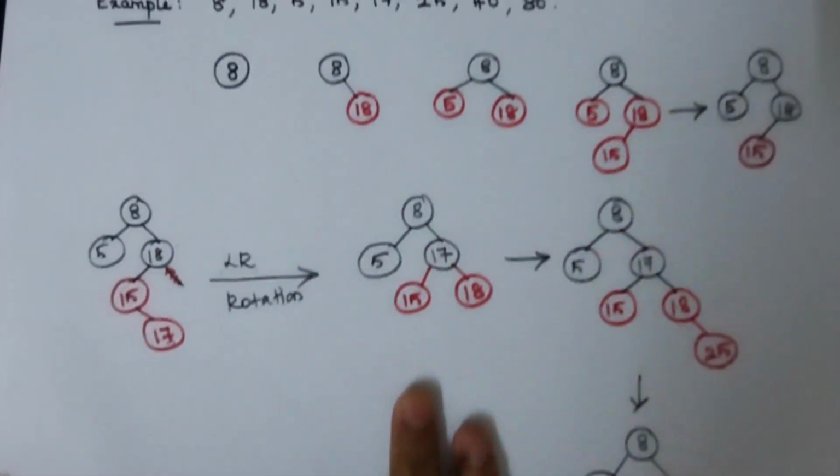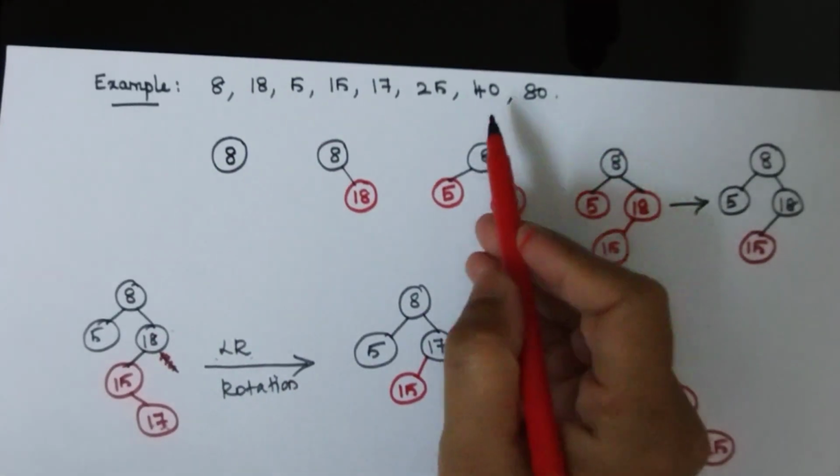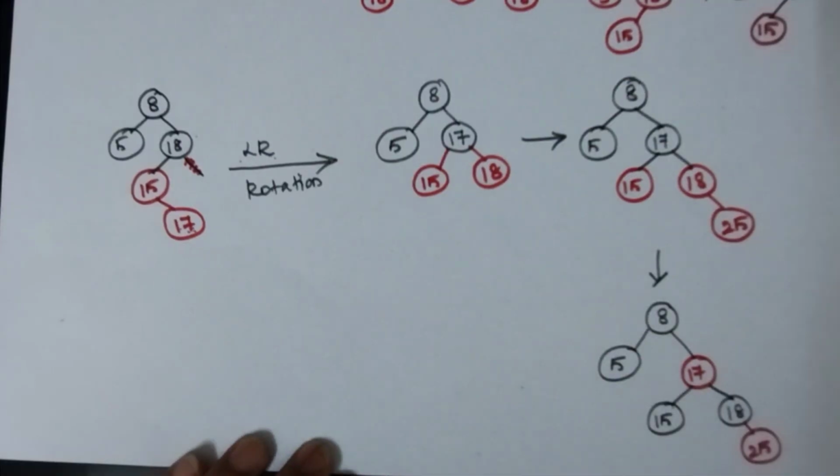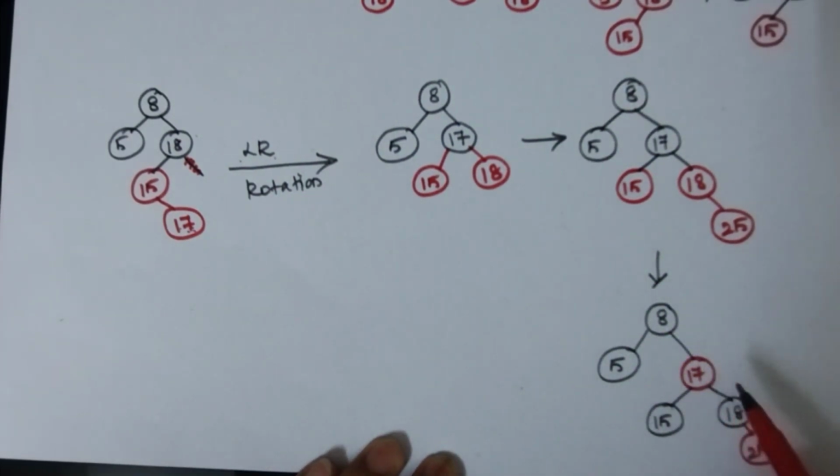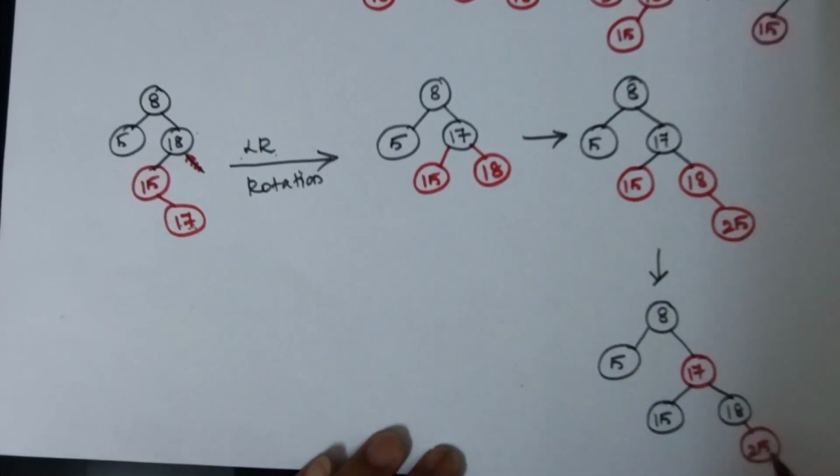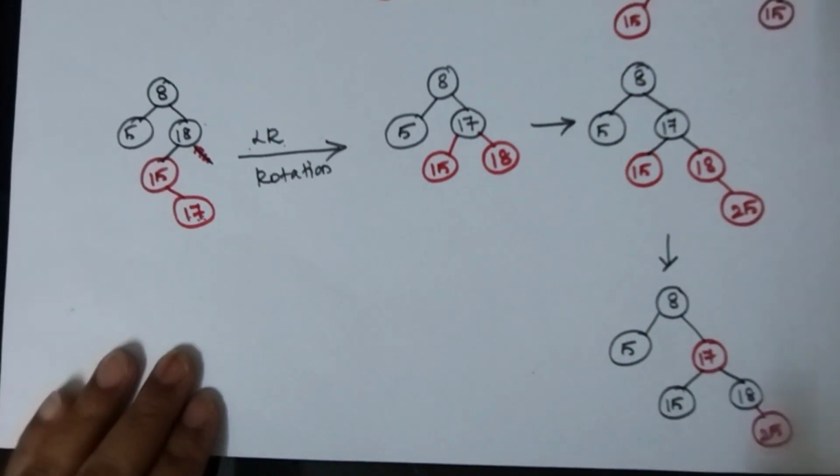So what is the next value we need to insert? The next value we have here is 40. So we need to insert 40. Where do we insert 40 now? Again compare it from the root node. 40 is greater than 8, go to right. 40 is greater than 17, go to right. 40 is greater than 18, go to right. 40 is greater than 25, again go to right and place it in right of 25.